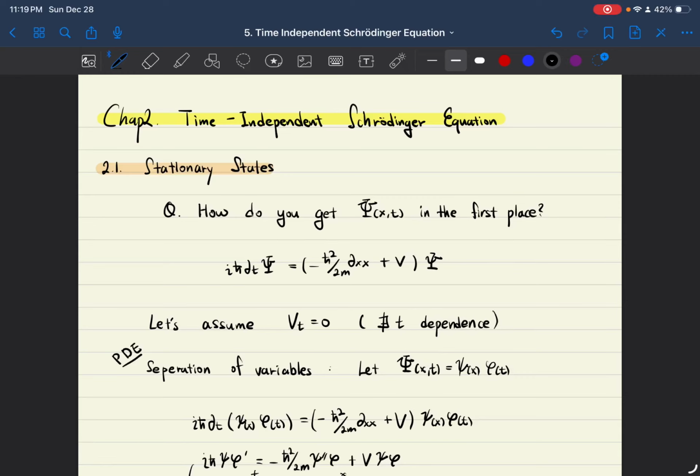Hello, everyone. This is lecture number 5 on quantum mechanics. We are now in chapter 2, the time-independent Schrödinger equation. So first, we're going to talk about stationary states. Here's a question: how do you get psi in the first place?